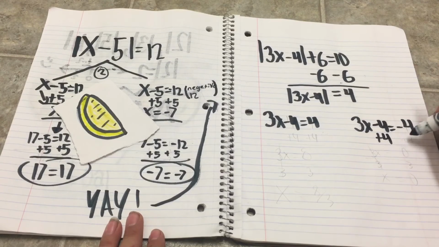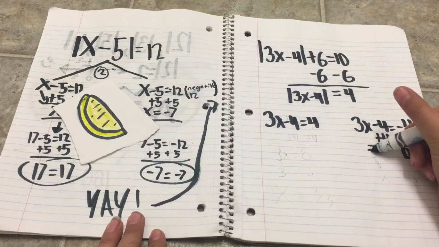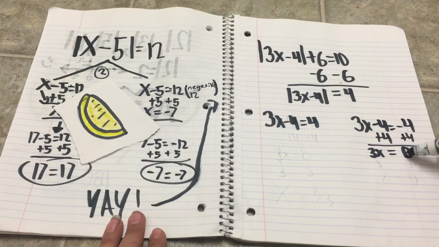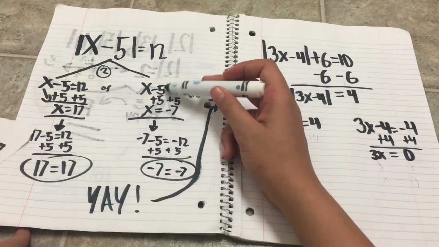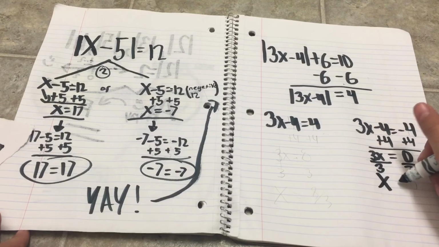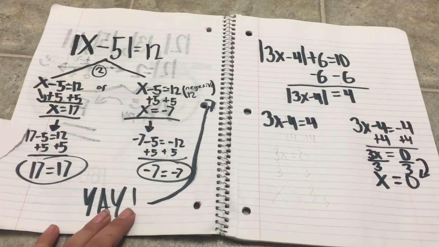You would then add 4 on both sides of the equal sign, and then this would be equivalent to 0 and 3x. Now, since there is 3 times x, you would do the opposite and divide it by 3 to cancel out the 3 and make it just an x. The answer here would be 0.